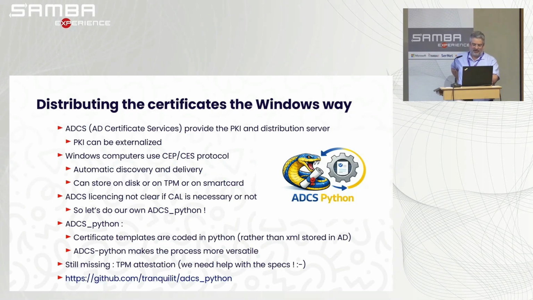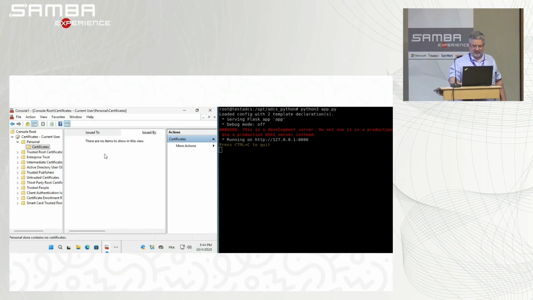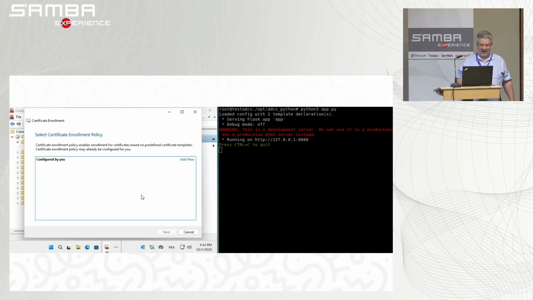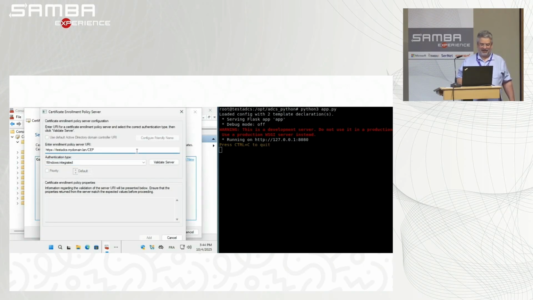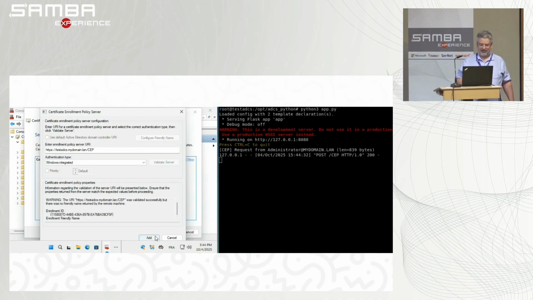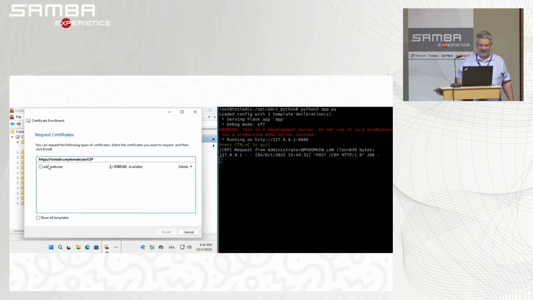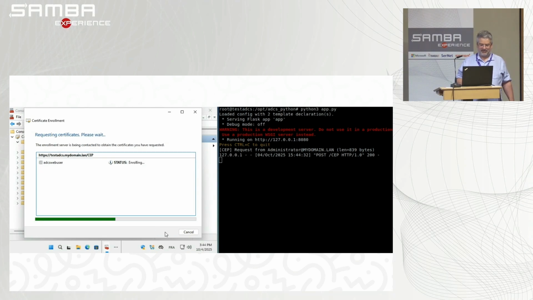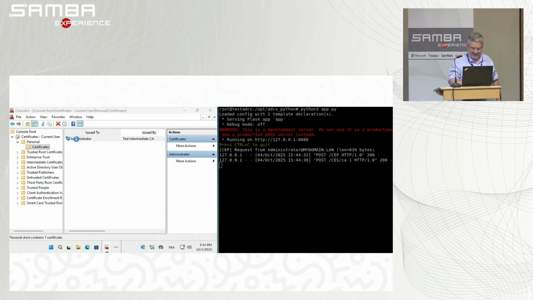It means when your desktop is asking for a certificate for its TPM, you can sign the request with the certificate that is in the TPM chip, and that's not very well documented. So we have to get some help from Microsoft on that. There is a GitHub repo too, and a little animated GIF. So I want a certificate. I give a URL. It gets its certificate template. It makes a CSR. And I have a certificate.